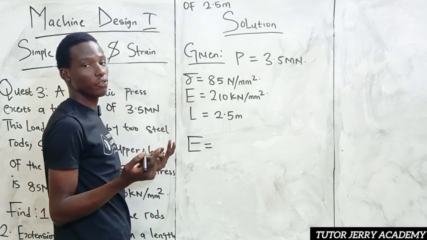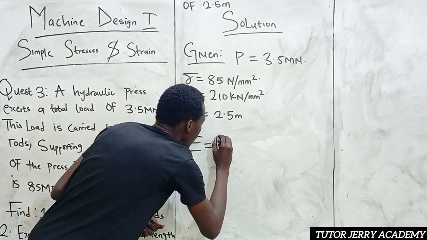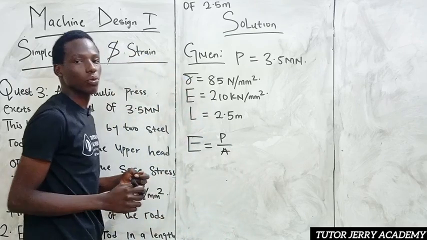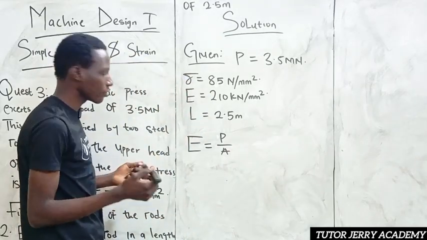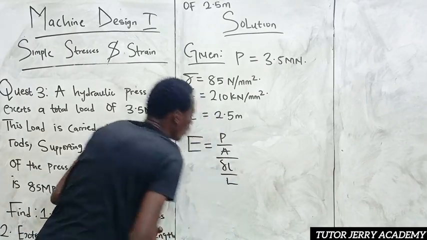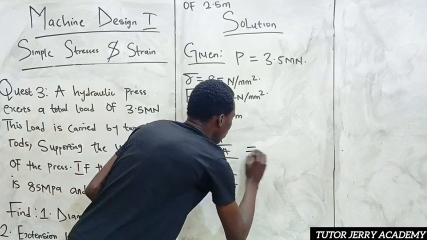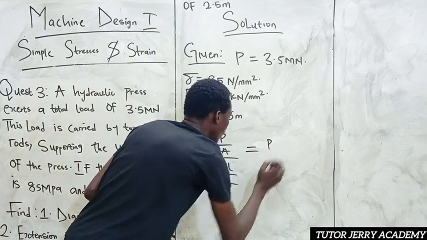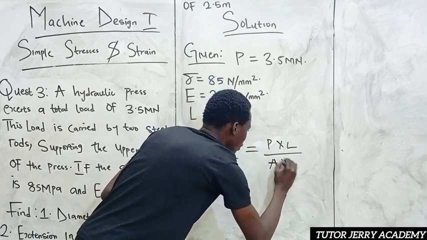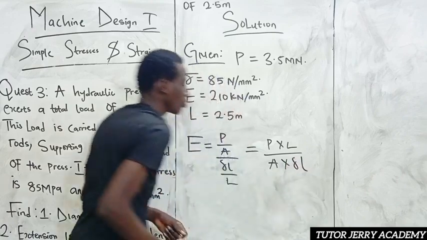It's equal to force all over area. So we can say it's equal to P all over A. And our strain is what? It's equal to change in length all over original length, which is delta L all over L. This will be nothing but P multiplied by L all over A multiplied by delta L. So this is what we have.